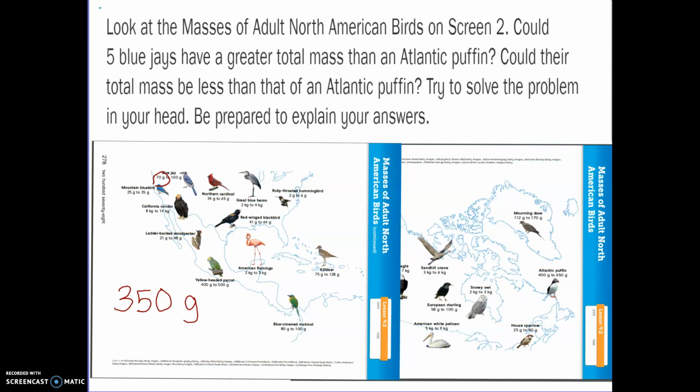And the mass of one Atlantic puffin is going to be somewhere between 400 grams and 650 grams. So 5 blue jays at 70 grams could be less than one puffin. The mass could be less than that. So keep your math journal opened, or at least be able to flip back and forth between these 2 pages, as we work through our lesson today.